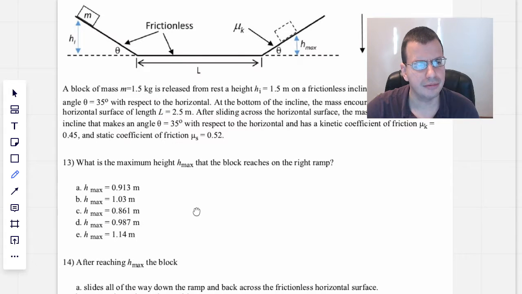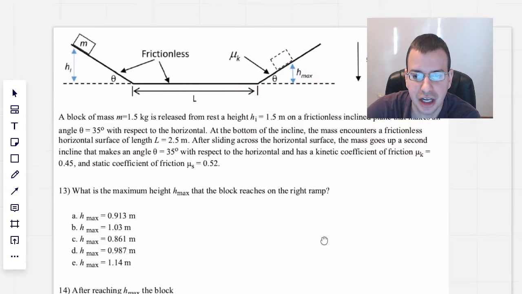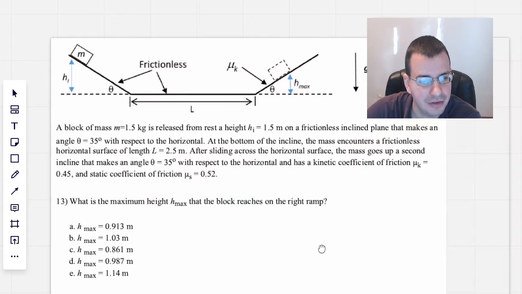A block of mass m, 1.5 kilograms, is released from rest at an initial height of 1.5 meters on a frictionless inclined plane that makes an angle of 35 degrees with respect to the horizontal. At the bottom of the inclined plane, the mass encounters a frictionless surface. Okay, so this is frictionless and that's frictionless, as labeled. Of 2.5 meters.